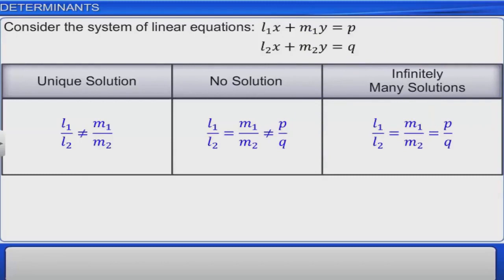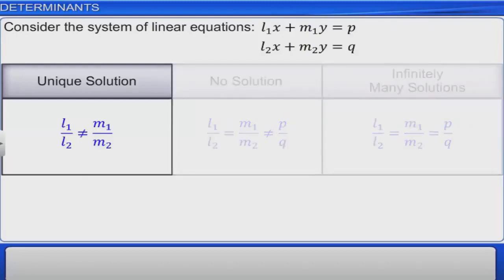Let's discuss the case when the system has a unique solution. The given system of linear equations will have a unique solution if L1 upon L2 is not equal to M1 upon M2. That is, if L1 into M2 minus L2 into M1 is not equal to 0, then the system will have a unique solution.